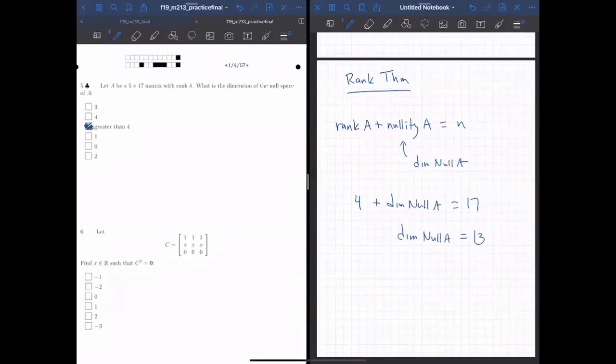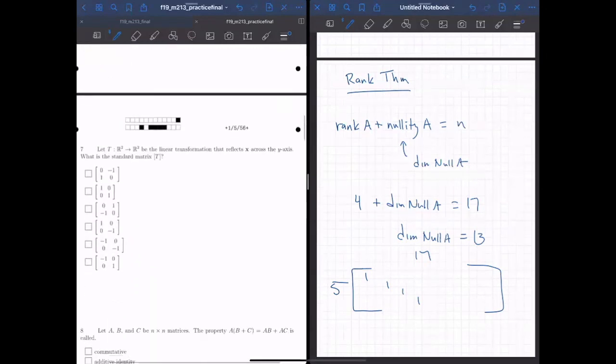Okay. And if you were to draw out the matrix, you've got this matrix, it's a 5 by 17. It's rank 4, so you know you've got 4 pivots. And so that means you have to have 13. You've got 4 pivot columns. That means you have to have 13 non-pivot columns or free variable columns, okay?